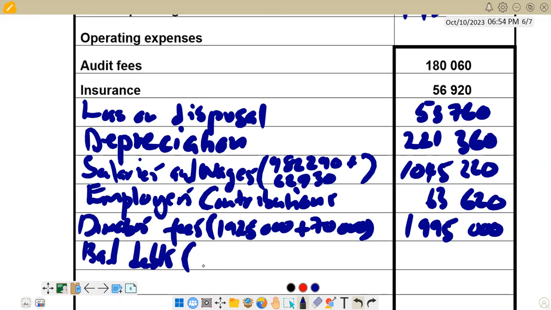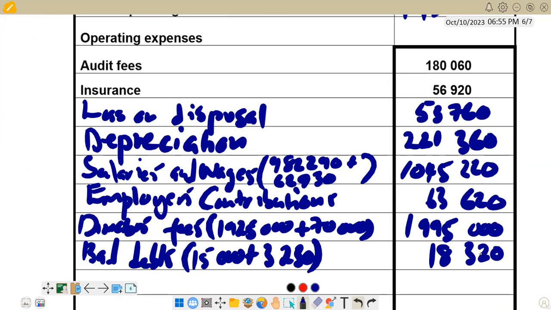For bad debts, we are going to say 15,000. Then we add the 3,230. So if you add them, you get 18,320. 18,320, so that is what we have. We try to find out again if we have got any other expense that is there.